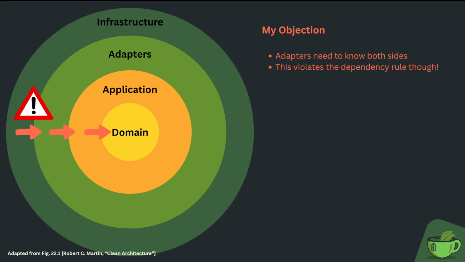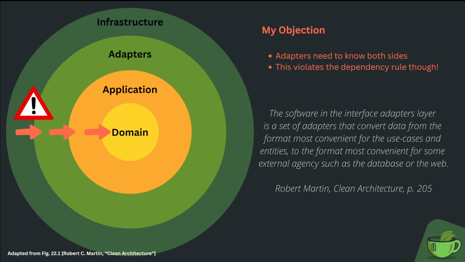I mean, think of this. If my frontend requires the shopping cart contents in JSON format, I need to write an adapter that converts the domain representation into exactly that format. That's even what the book says. I cite from page 205. The software in the interface adapters layer is a set of adapters that convert data from the format most convenient for the use cases and entities to the format most convenient for some external agency, such as the database or the web. So, for me personally, the outermost dependency arrow just doesn't make sense.